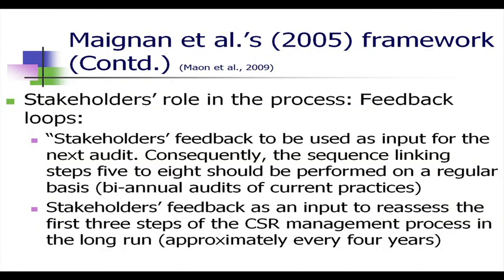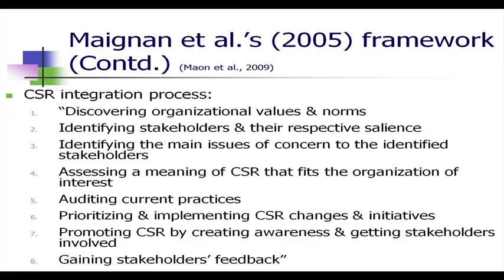Here 5 to 8: 5 is auditing of current practices, then prioritizing and implementing CSR changes, promoting CSR by creating awareness and getting stakeholders involved. Let everybody know what you're doing, tell them that it's for them, and then get their feedback. Ask them if it's enough, ask them if they want something done differently. So, this should be done, preferably on a biannual basis. The second feedback loop is stakeholders' feedback as an input to reassess the first 3 steps of the CSR management process in the long run. So, the first 3: find out what your organizational values and norms are. Do the stakeholders agree, or do they want these changed? Identify the stakeholders and their respective salience. How powerful are they? How much attention should you pay to them?